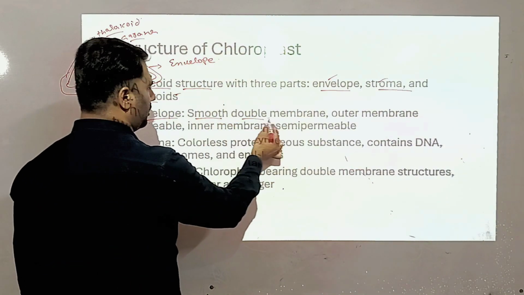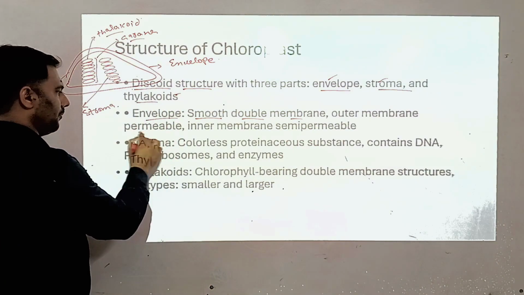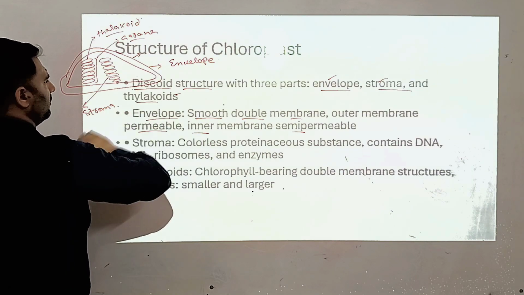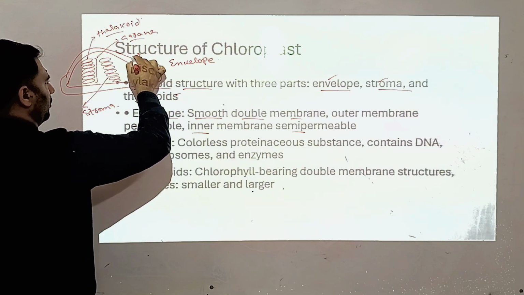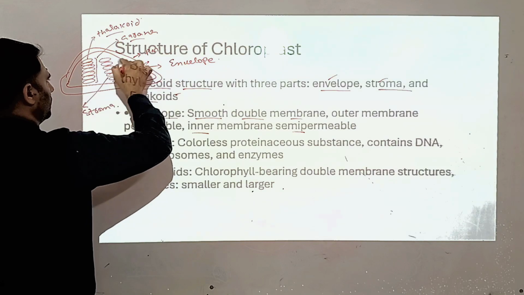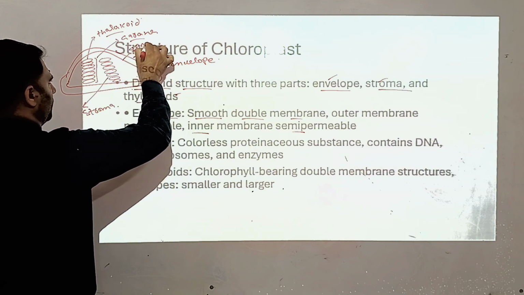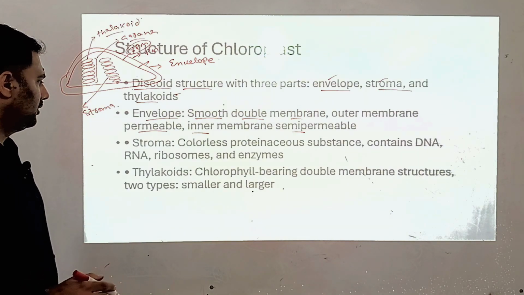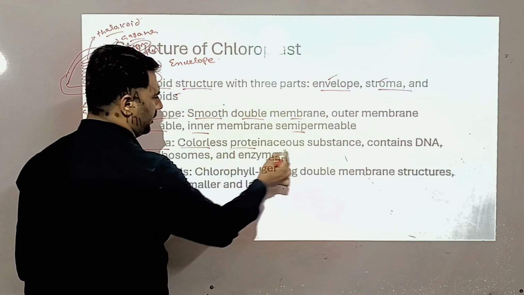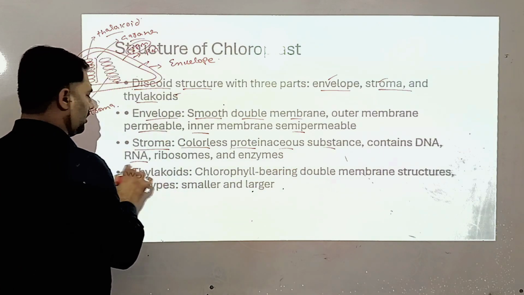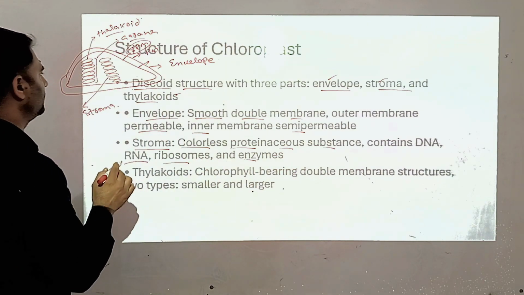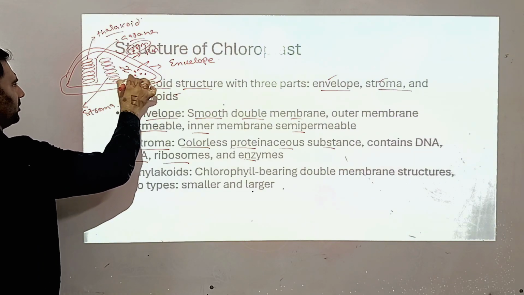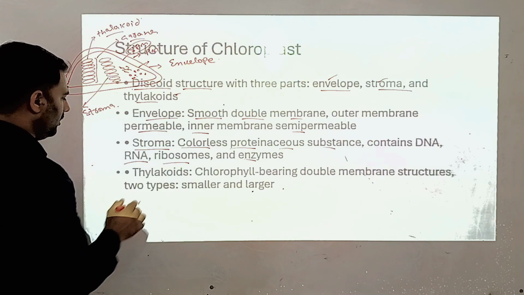Envelope is a smooth double membrane structure. The outer membrane is permeable, but the inner membrane is semi-permeable, so only selective substances will pass through. Stroma is a colorless proteinaceous substance containing DNA, RNA, ribosomes, and enzymes. This region is known as stroma.